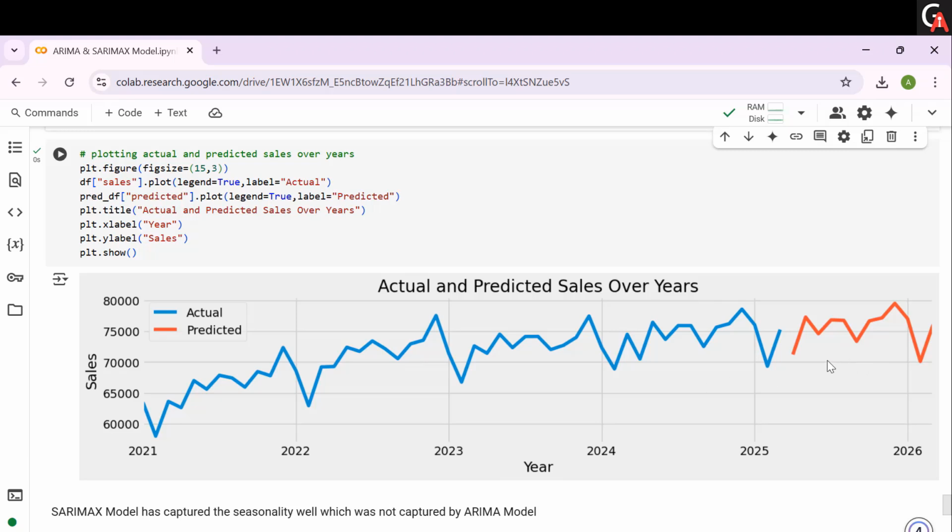If you observe carefully, when we trained our SARIMAX model on the entire data frame, it captured the seasonality, which was not captured by the ARIMA model. The ARIMA model cannot handle seasonality by default, and hence in most cases we will be using the SARIMAX model. So in this way you have to use the SARIMAX model to make predictions or to do the forecast, and you can also change the forecasting period as per your requirement.